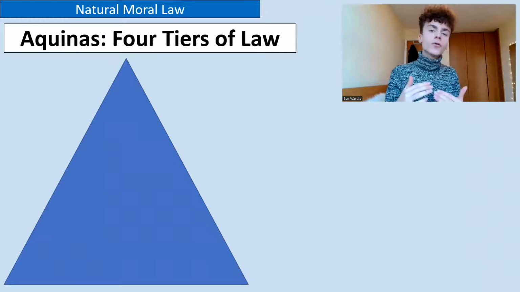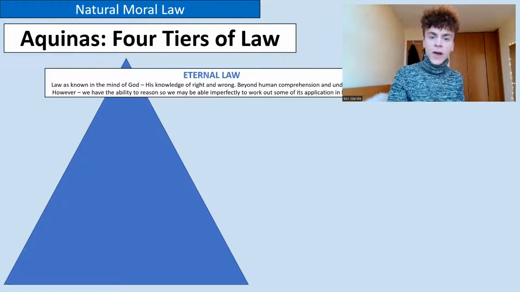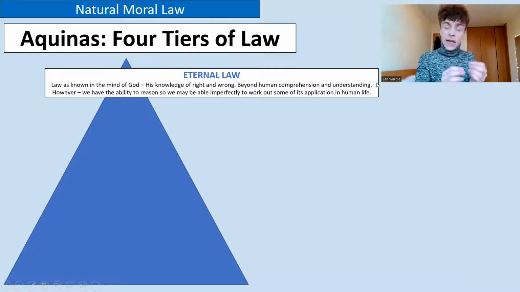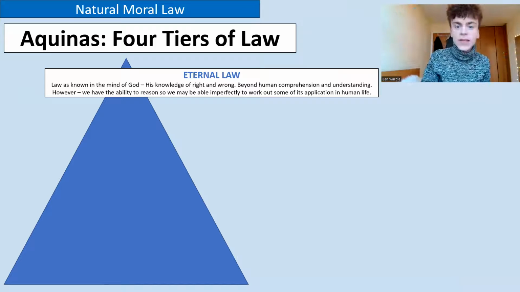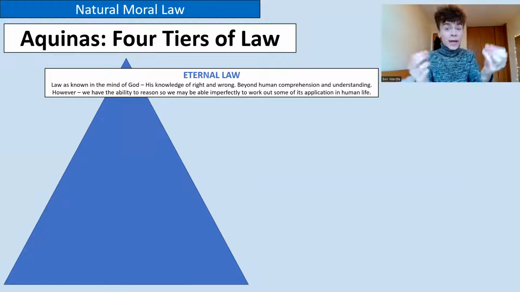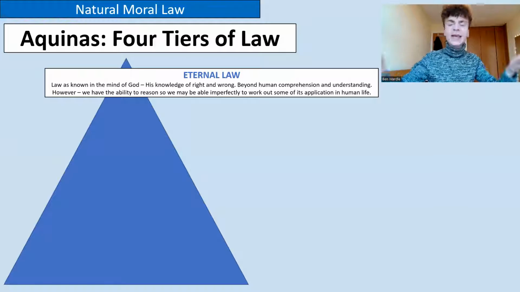And remember, I've said natural moral law is eternal. It is this idea we're not inventing it, we're discovering it. And this is best illustrated by the fact that there is an eternal law at the very top of the triangle. So this for Aquinas is law as known in the mind of God. So we can't actually know this directly because it is his knowledge of right and wrong. And of course, because of God's transcendence, he is completely beyond human understanding and comprehension. And so we can never directly know the eternal law, but it does exist for eternity because it's in the mind of God. However, we do have the ability to reason, so we may be able imperfectly to work out some of its application in human life.